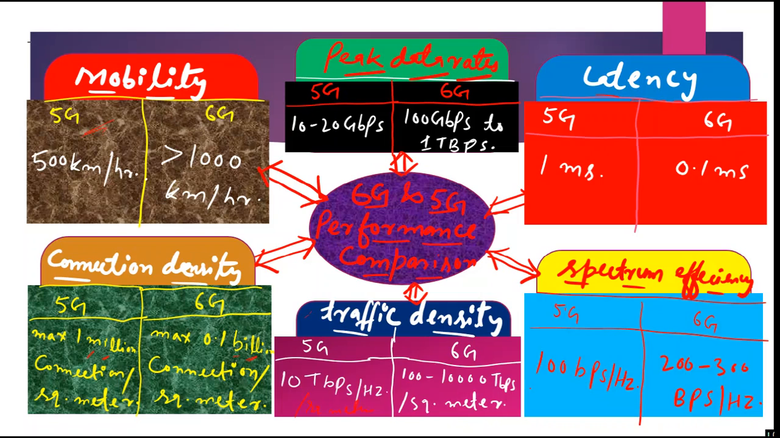So in case of 5G, there is support up to 500 km per hour speed. When the user is moving at a speed of 500 km per hour, then the user of this 5G will observe higher data rates, less than 1 gigabit, up to 900 Mbps. In case of the 6G, the mobility is more than 1000 km per hour speed.